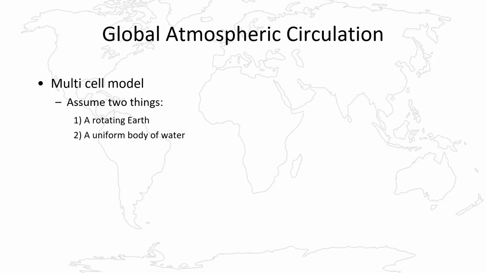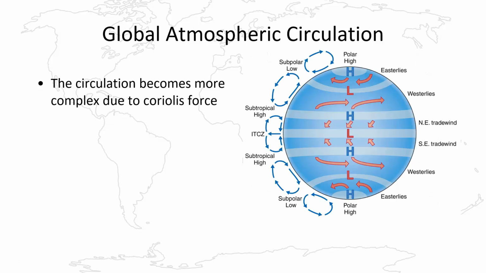Additionally, like before, we're going to assume that we have a uniform body of water on the Earth's surface. Again, that's not a bad assumption since 70% of the Earth is in fact covered by water. What we end up with is a circulation that looks significantly more complex, and this is because of Coriolis force. Because we treat the Earth as a spinning body, we have to account for this deflection of winds, to the right in the northern hemisphere and to the left in the southern hemisphere.